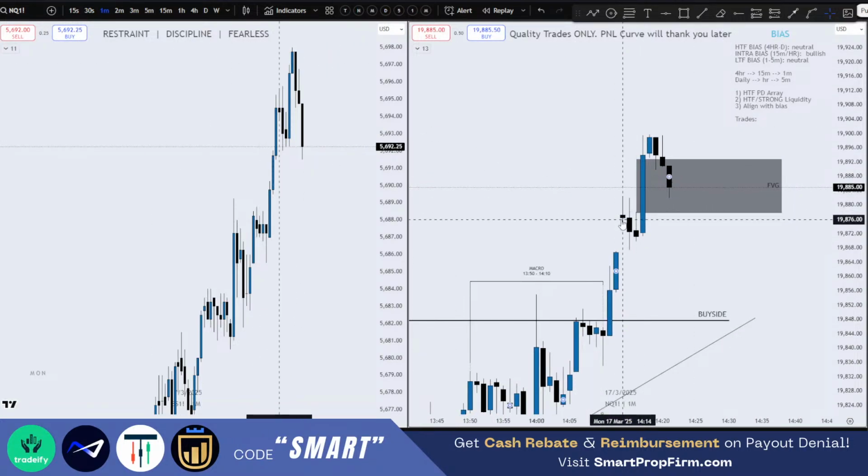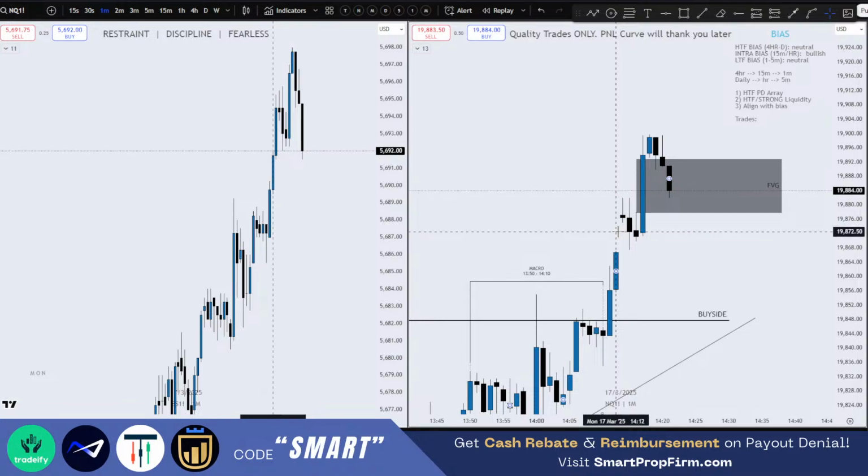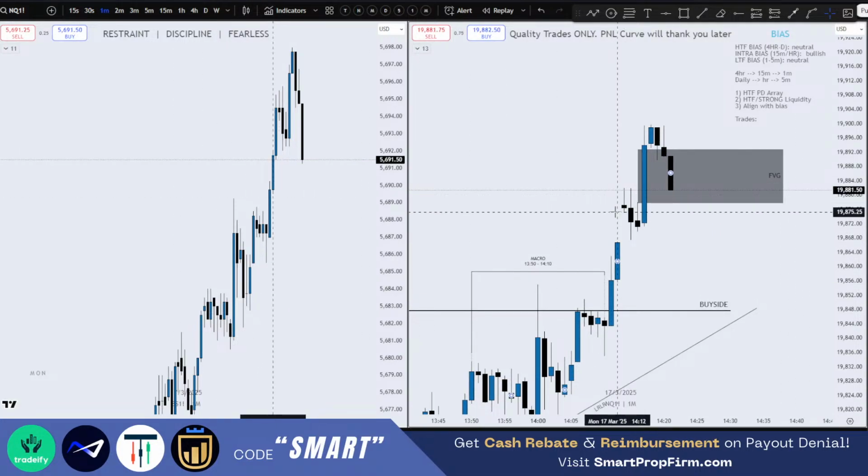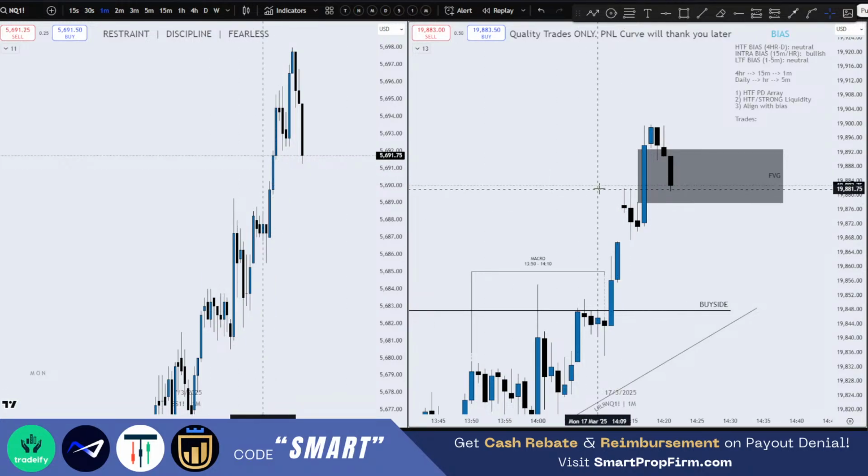I don't even know what happened here. Is there a gap in this candle here? Am I missing a candle? Why is there a gap here? It's so trippy.